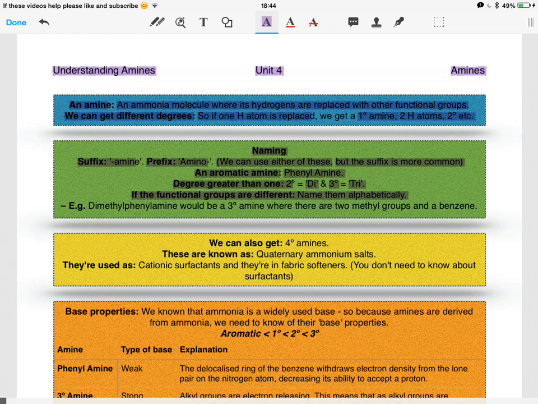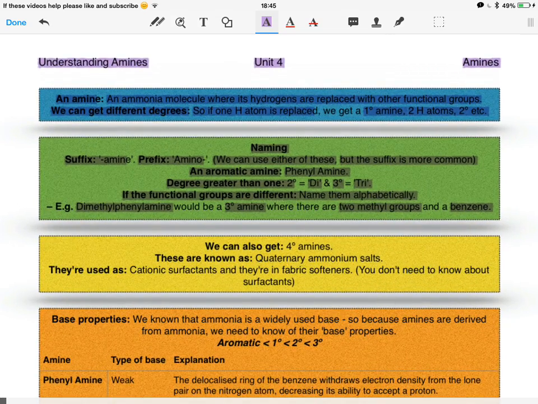So I've kind of put these rules all into one. So for example, in dimethylphenylamine, this would be a tertiary amine. As you can see, I've got the di because obviously there's two methyls. Then I've got the phenyl, which is after the dimethyl. Alphabetically, P is after M. And I've reiterated that here where I've written there's two methyl groups and a benzene. And in this case, I've used the suffix amine because one, it sounds nicer, and two, it's just more common, so I like to use it more.